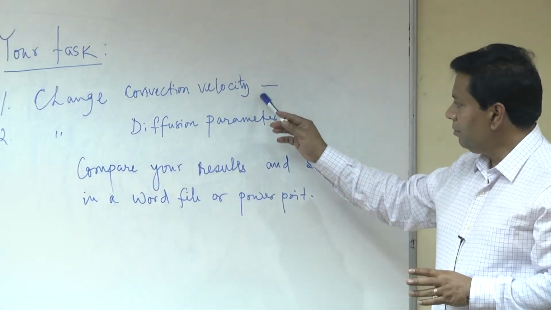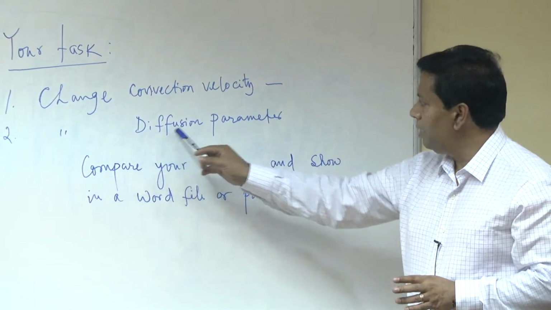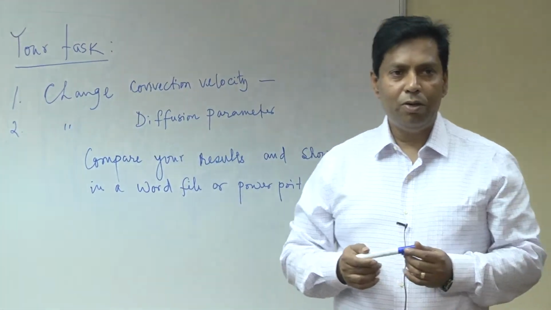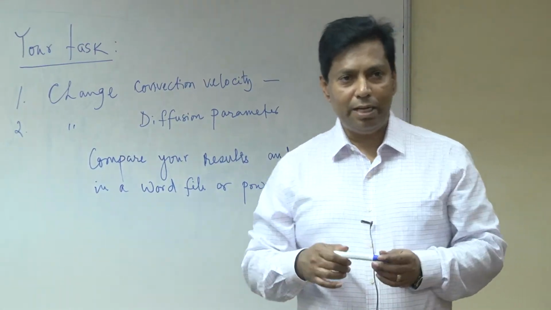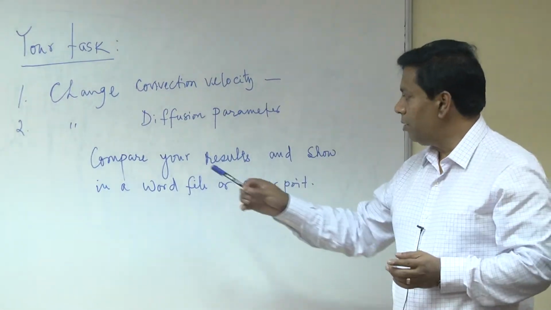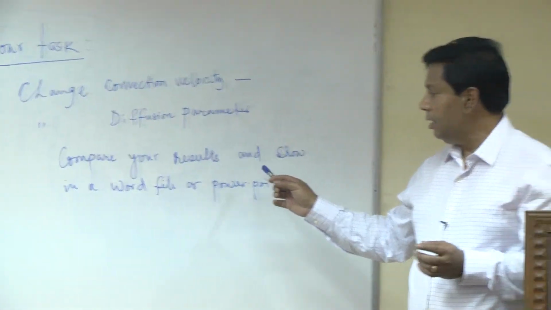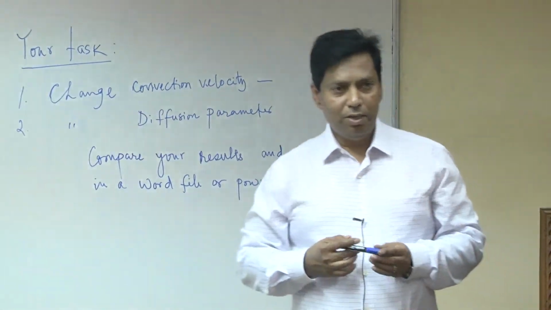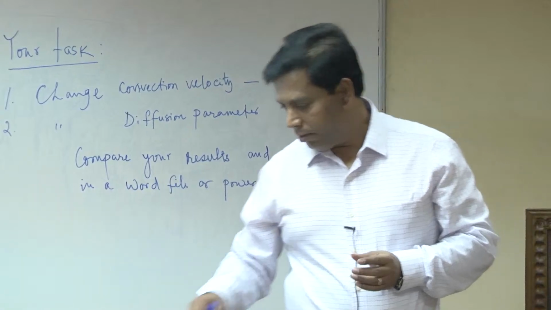That is one. Another one is to change the diffusion parameter. The diffusion parameter I put is 0.01. Change this parameter, observe the results, and also compare your results in a Word file or PowerPoint and show the difference. Once you can do that, fantastic.